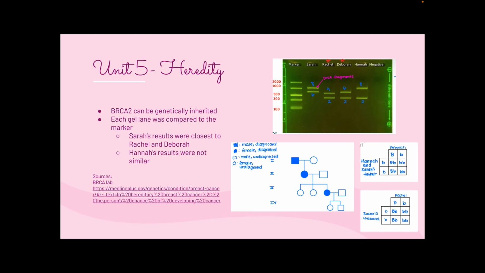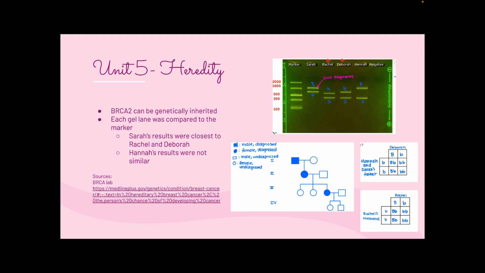After the gel finished running, I compared each gel lane to the marker. If the fragment lengths corresponded to a certain allele that's associated with the BRCA2 mutation, then I would know the individual carries the mutation. Based on the gel electrophoresis results, Hannah has one of the BRCA2 alleles that Rachel and Deborah have, and they also had similar RF values and fragment lengths. Although she doesn't currently show signs of having breast cancer, this could indicate that she has an increased risk of developing breast cancer. On the other hand, Sarah's gel electrophoresis results were different from Rachel and Deborah's because she has two normal alleles, so this likely means that she has a lower genetic risk associated with developing breast cancer.